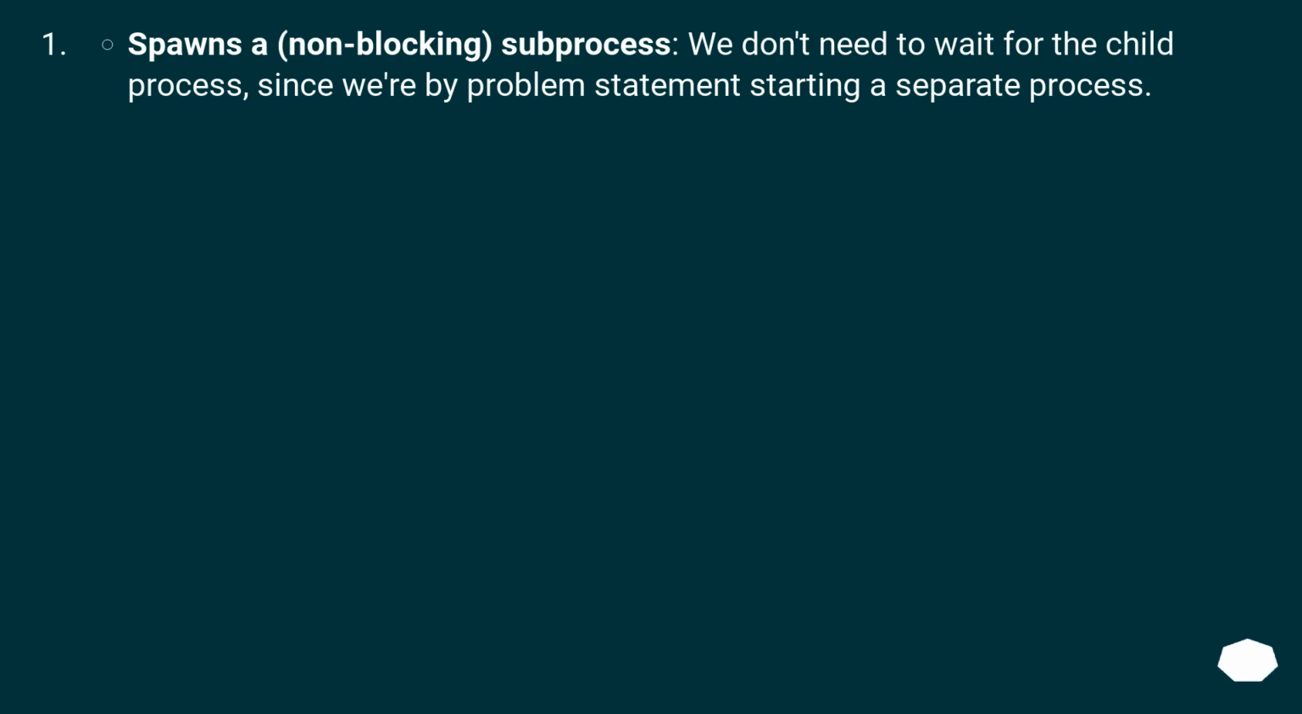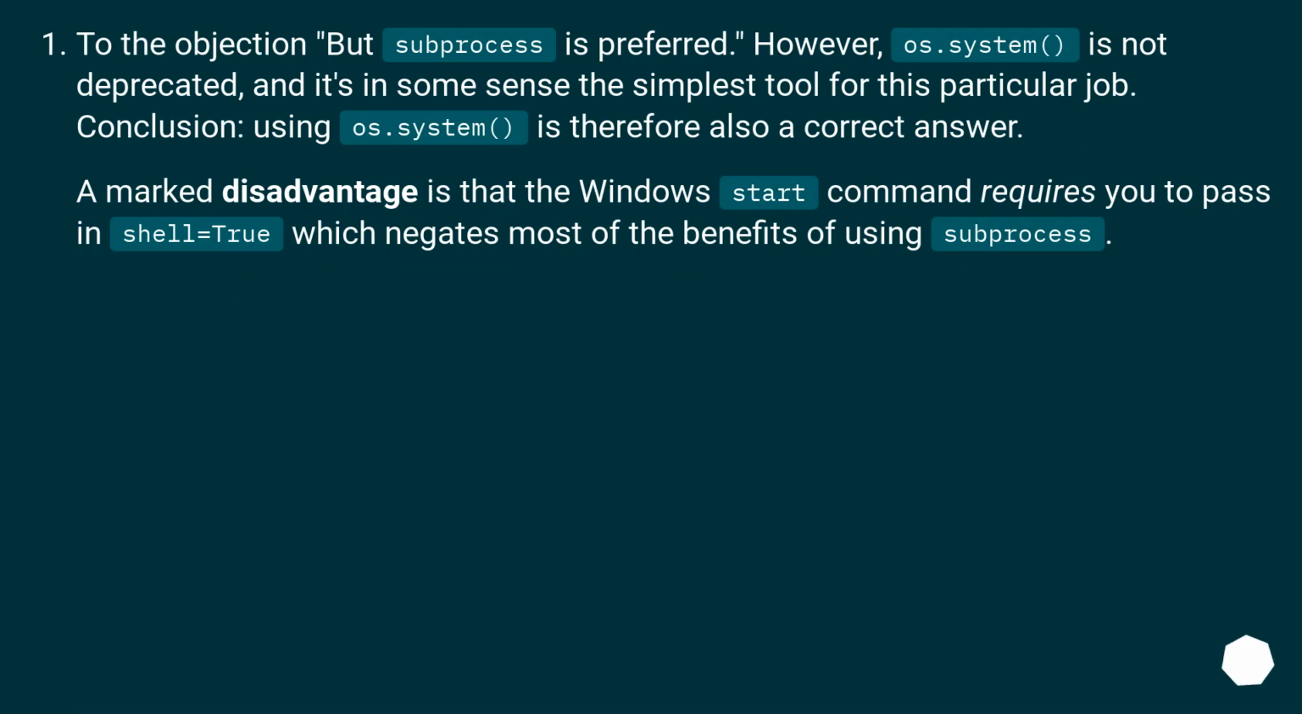Spawns a non-blocking subprocess. We don't need to wait for the child process, since we're by problem statement starting a separate process. To the objection that subprocess is preferred: however, os.system is not deprecated, and it's in some sense the simplest tool for this particular job. Conclusion: using os.system is therefore also a correct answer.